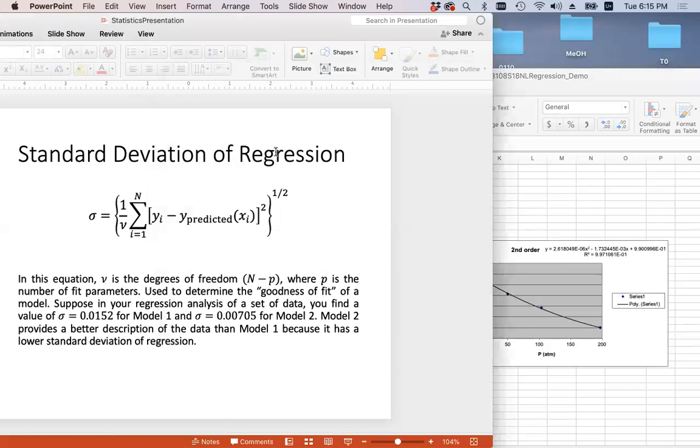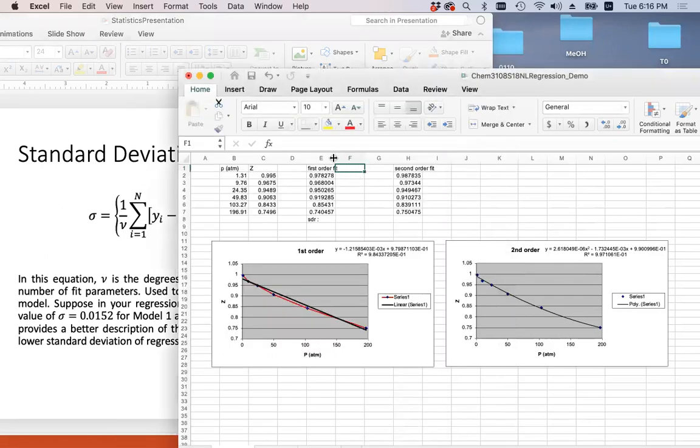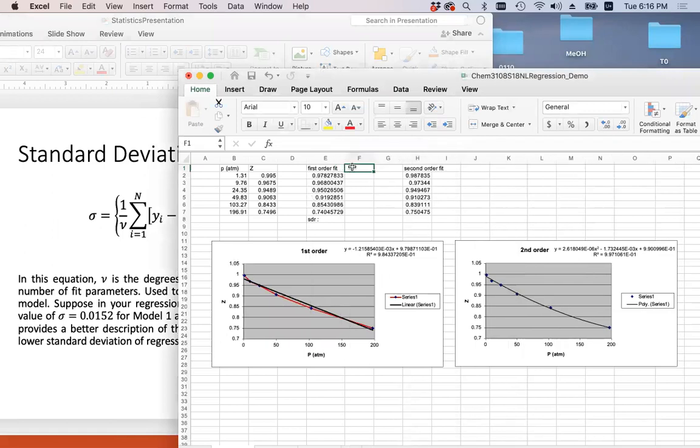In order to calculate standard deviation of regression, first we need to calculate the square of each residual, right? The deviation of each point from the predicted point. So I'm going to do that for the first order fit in column F. I'll call this the residual squared. The residual is defined as the measured value minus the fit value. I'm going to take that quantity, put it in parentheses, and square it, and take that formula and drag it down.